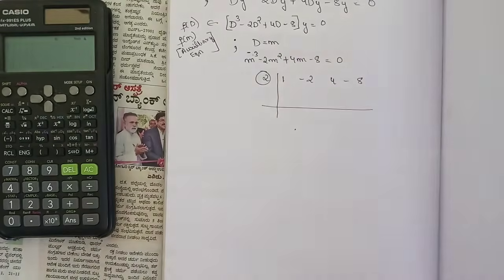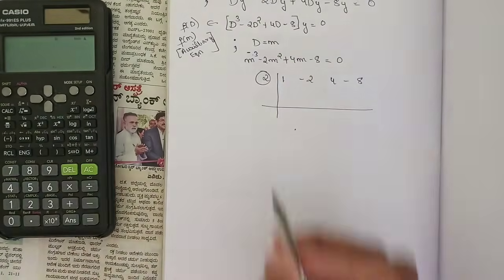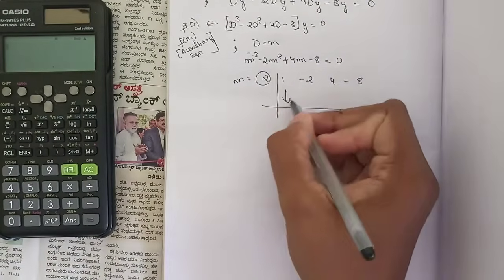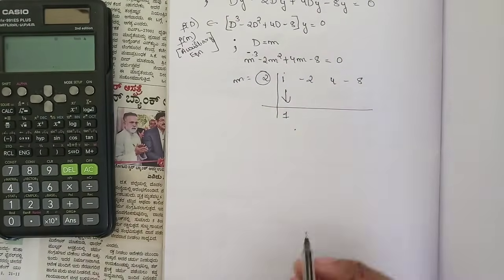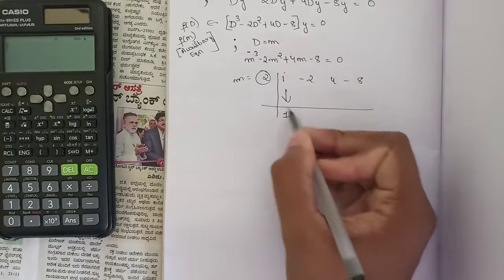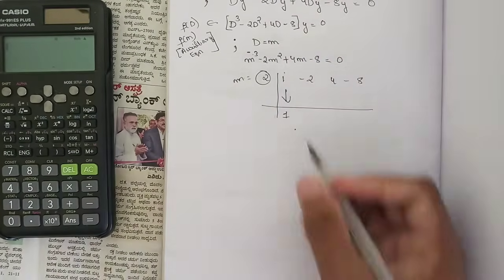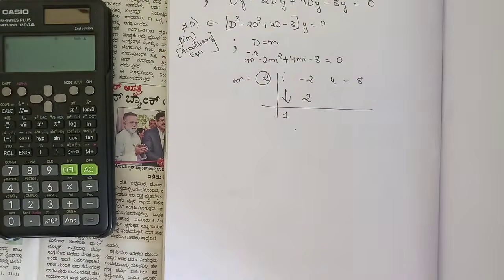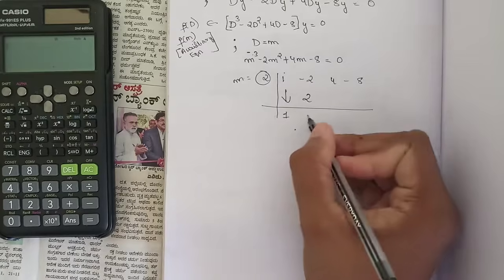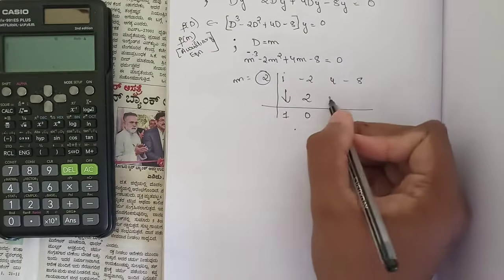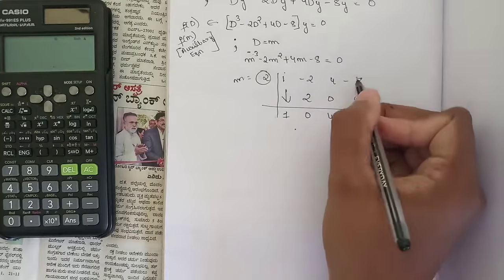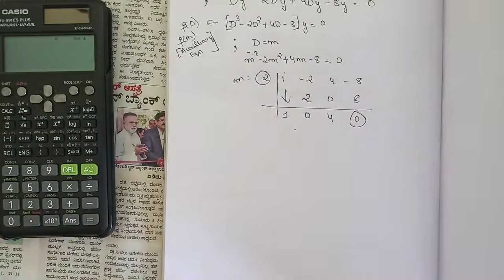That we need to write here. This is our first root, that is m equal to 2. Now the first number, bring it down as it is. So now we need to multiply 2 to this number whatever we have written in this line. 2 into 1 here is 2, so write that 2 here. So now we need to add these two. So by adding, plus 2 minus 2 is equal to 0, and 2 into 0 is 0, 4 plus 0 is 4, 2 4s are 8, minus 8 plus 8 is equal to 0.